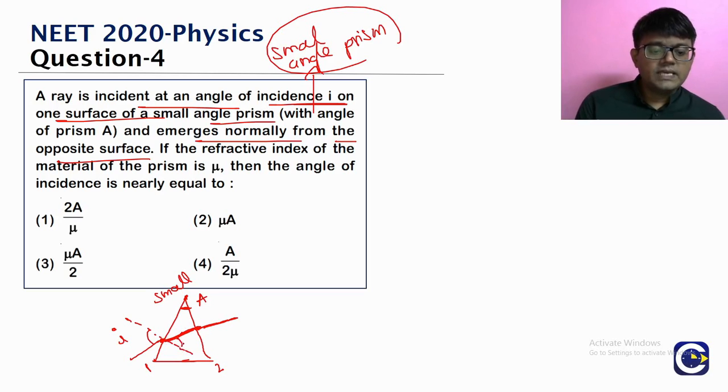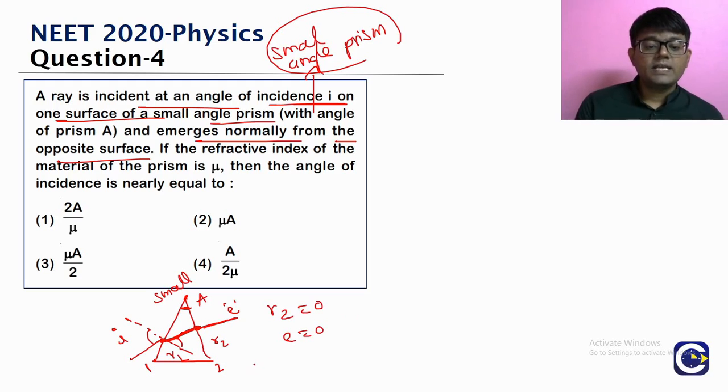Here the angle of refraction, initially we will call it R1. And here the angle that is incident, we will call it R2. And the angle made by the emergent ray with the normal, we will call it the angle of emergence E. By the way, what we have is R2 is equal to 0. Same is the case with E also. R2 is 0, E is also 0.